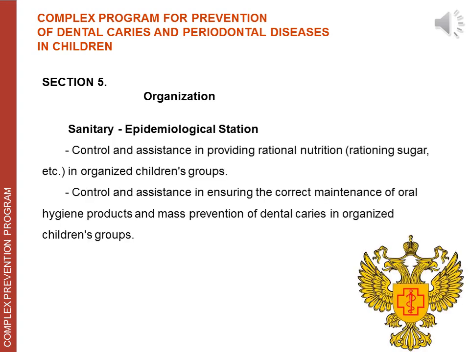The next organization is the Sanitary Epidemiological Station. Its functions include control and assistance in providing rational nutrition, rationing sugar, salt, etc. in organized children's groups, control and assistance in ensuring the correct maintenance of oral hygiene products and mass prevention of dental caries in organized children's groups.